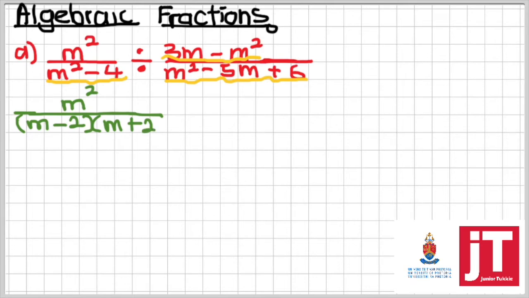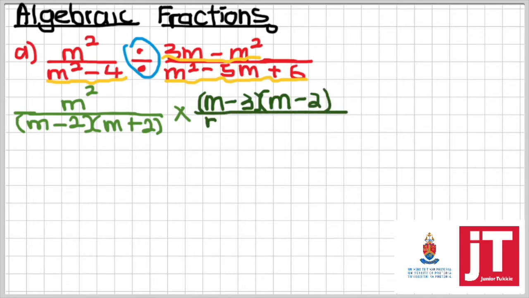Because you are dividing these two fractions, in grade 7 you were taught that when you divide two fractions you end up tipping and timesing the second fraction. But as we do that, we're going to factorize it into (m minus 3)(m minus 2) over m(3 minus m).